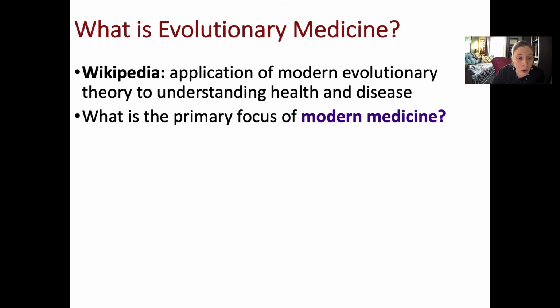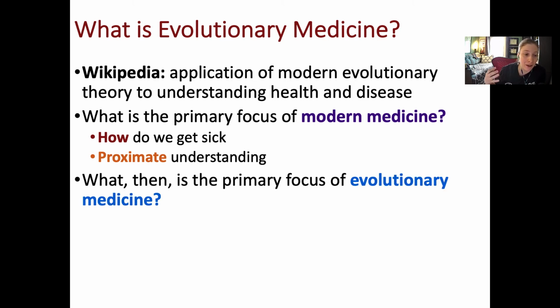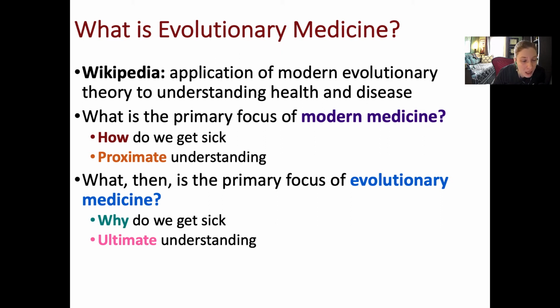The doctor wants to know how you're sick, right? And in knowing how you're sick, they want to be able to help treat you and relieve your sickness, relieve your symptoms. And so this is known as a proximate understanding. We're trying to understand what is making you sick, how are you sick, and how can we make you feel better, right? Evolutionary medicine comes at health and disease from a different perspective. And this perspective is one of why. Why do we get sick? And this is known as the ultimate understanding.